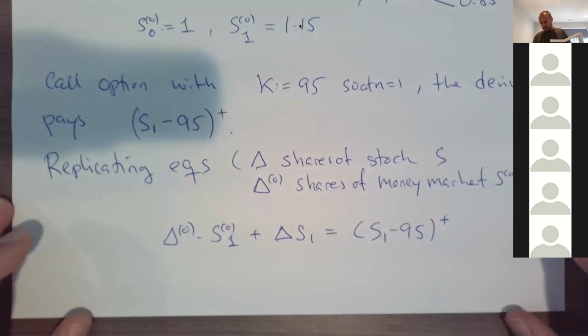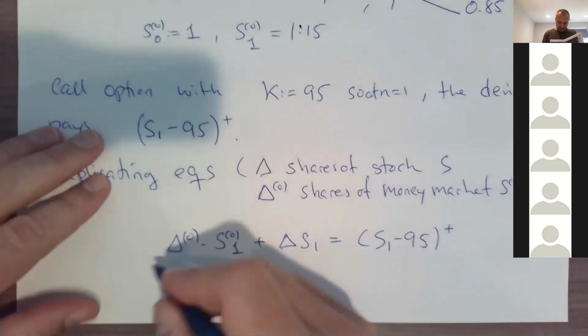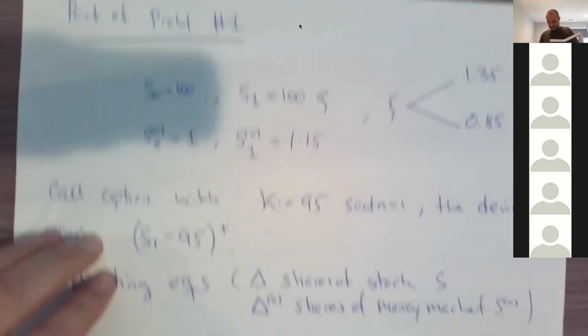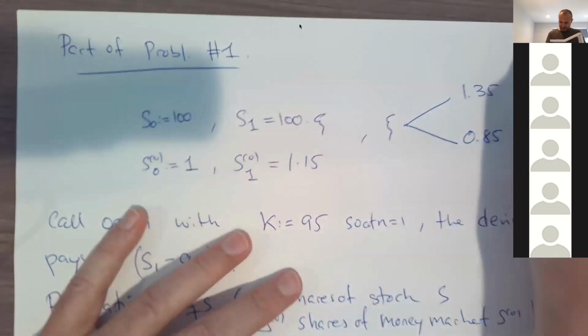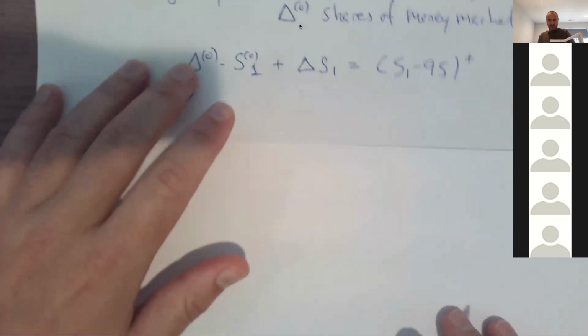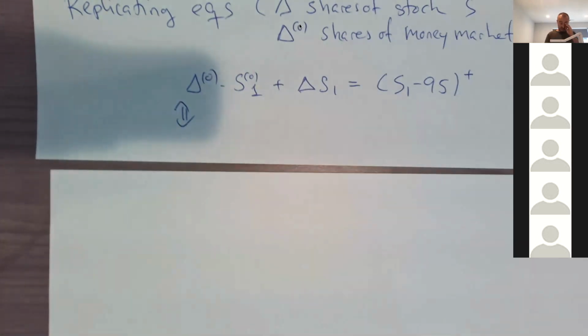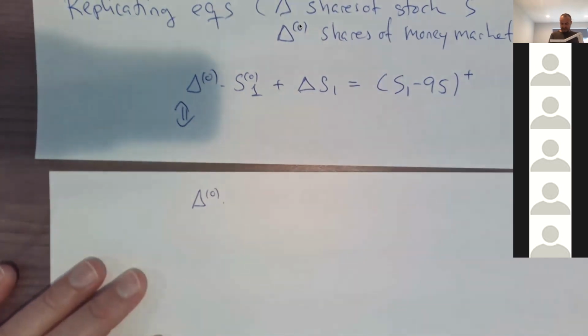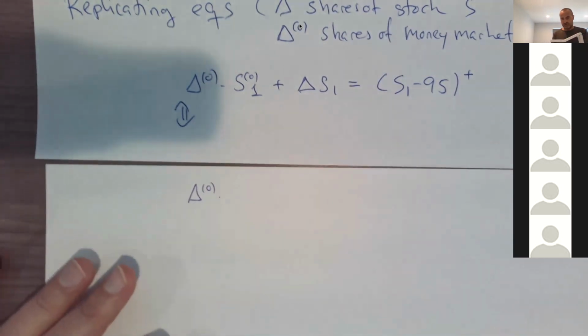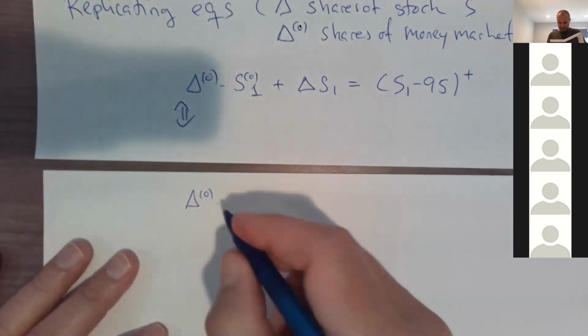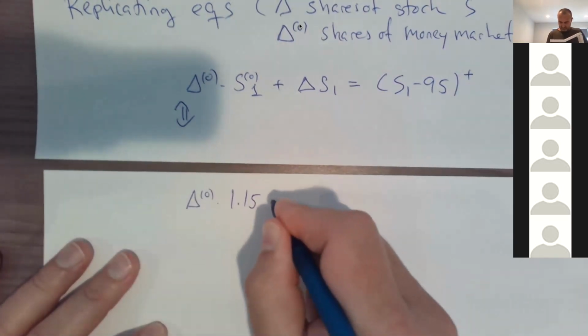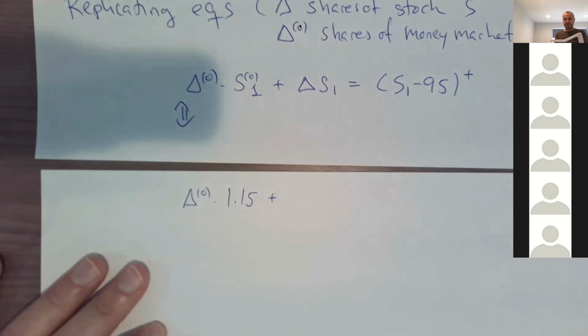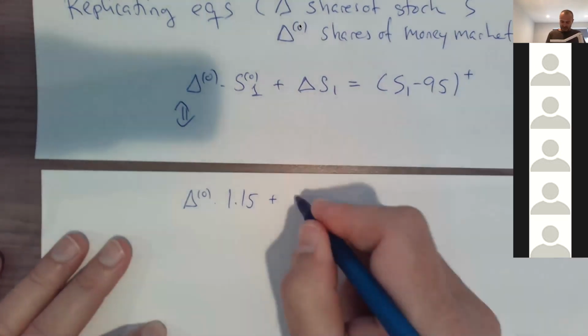Okay, so what are the two values that it can take on? Well, this will be the same. We're at page 15, page 16. I'll write out what my two equations are. It will be delta naught times the money market account price at time 1. This was 1.15 plus delta.